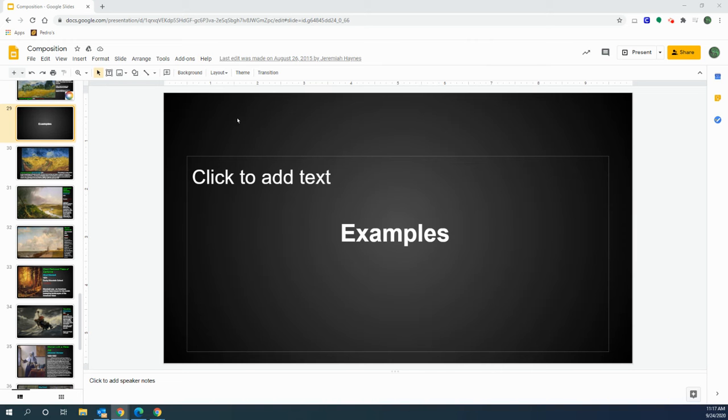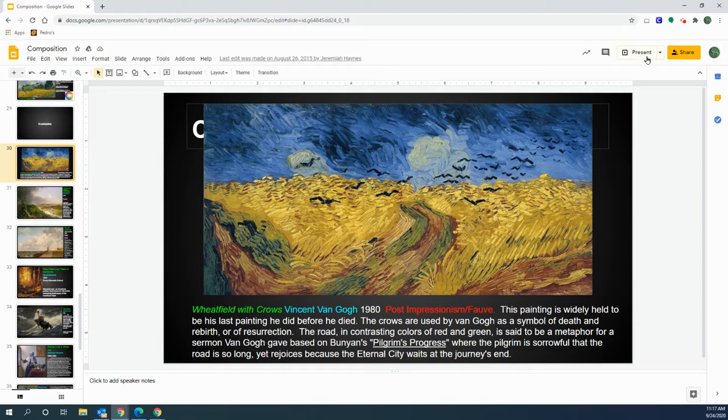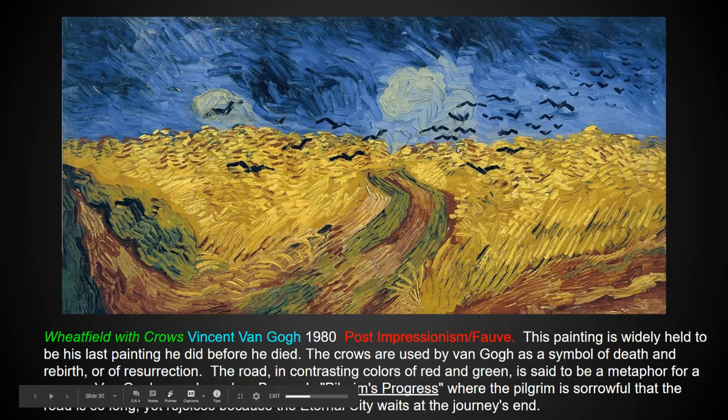All right, today I'm going to give you some examples of artwork that show some of the composition stuff we've been talking about. So, Crows over the Wheat Field, Vincent van Gogh, symbolic.